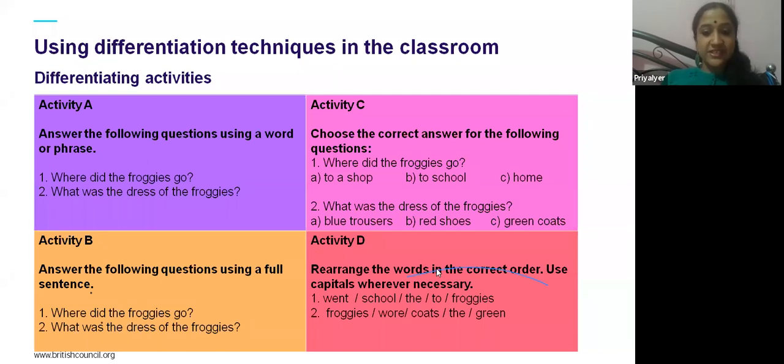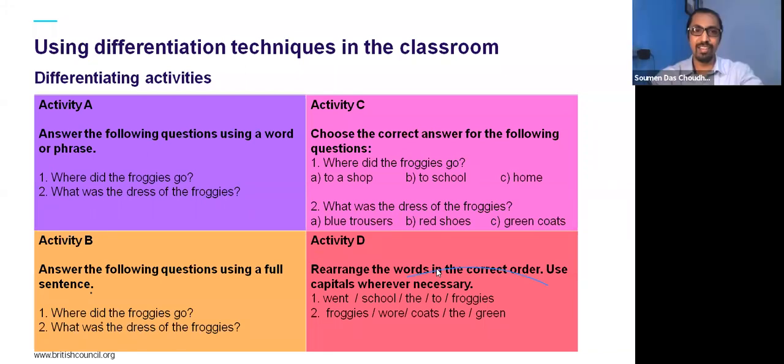Activity C. Okay, D is challenging. I think that's the common one that's coming up, Shaman. Yes. So yes, you are right. Activity D is the most challenging. And again, you're right when you say activity A and C are the easiest.